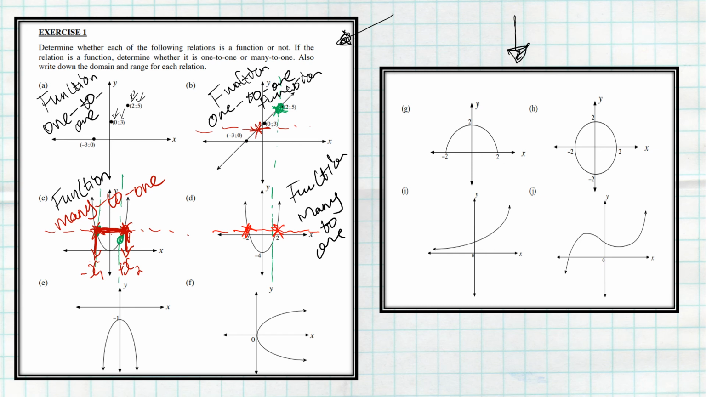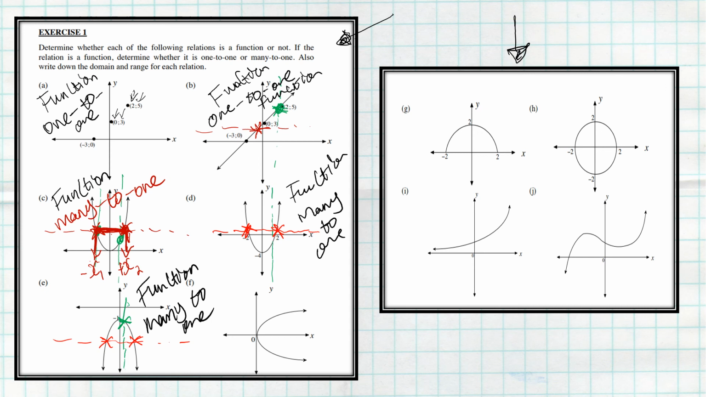Okay, let's take a look at E. For E, if we apply our vertical line, it's going to cut our graph at one point, so this is also a function. But if we apply our horizontal line, it's going to cut our graph at more than one point, so that one is a many-to-one function.